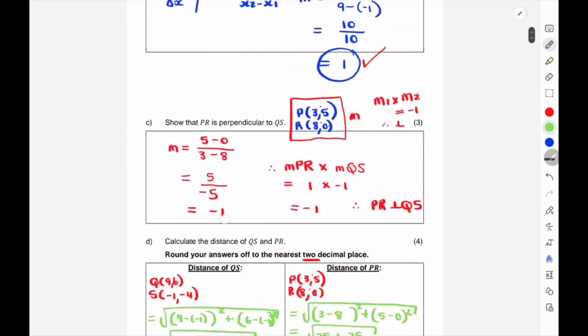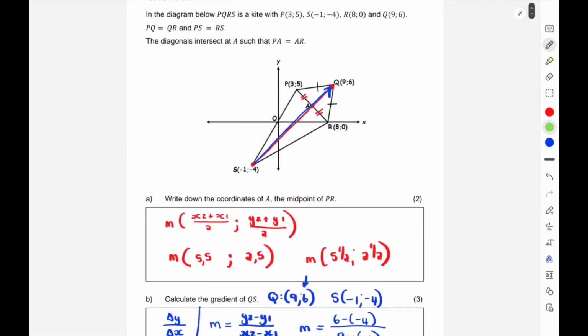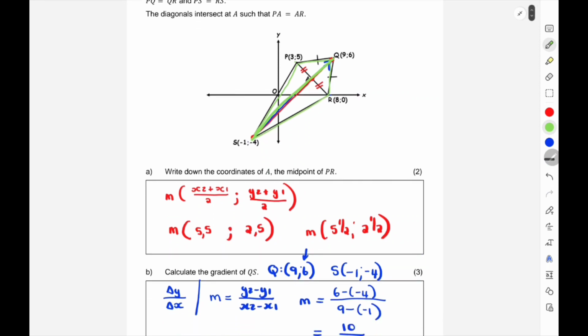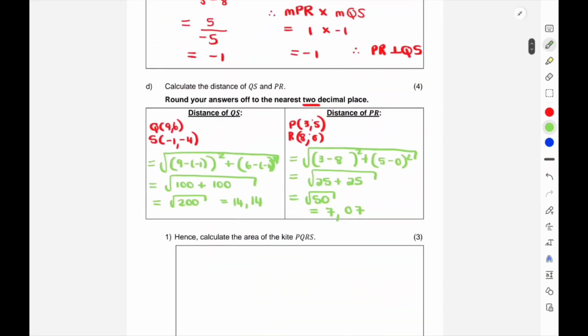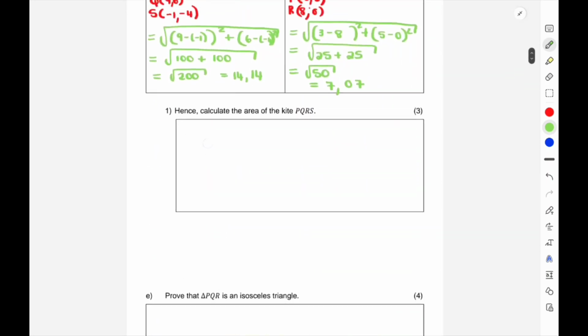Okay, hence calculate the area of the kite PQRS. Okay, so now this is a lovely question. How do we find the area of a kite? Now, people, this is very easy. It's 2 triangles. And you know the triangle's area is half times base times height, or base times height divided by 2. Okay, so I'm just going to redraw my kite so that I can give you a better picture of what I'm doing.